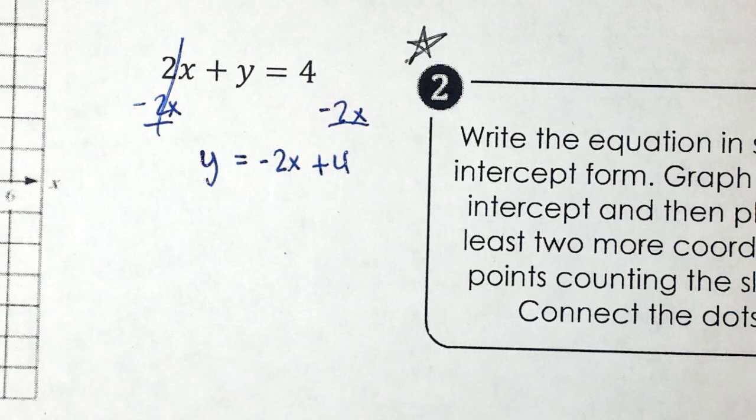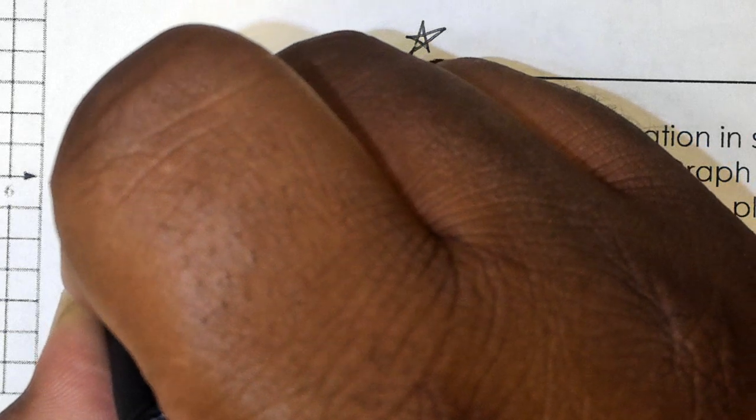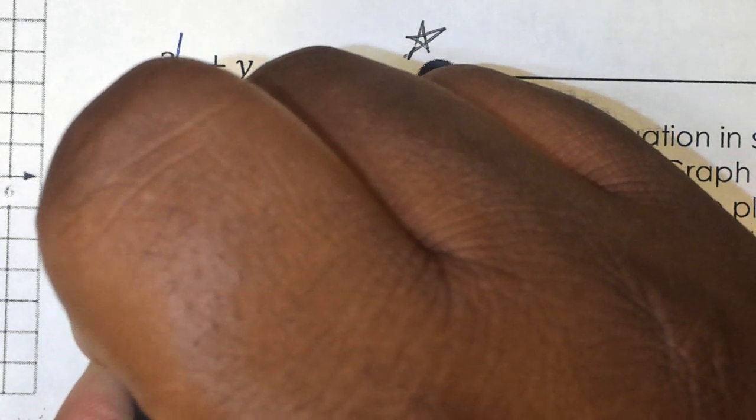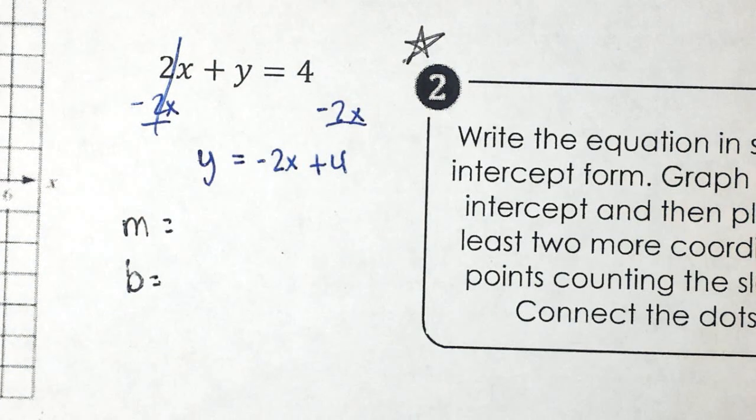Then after that, you need two things to graph a line on the graph: slope and your y-intercept. Irvin, what's the slope of this line? What's the slope of this line?